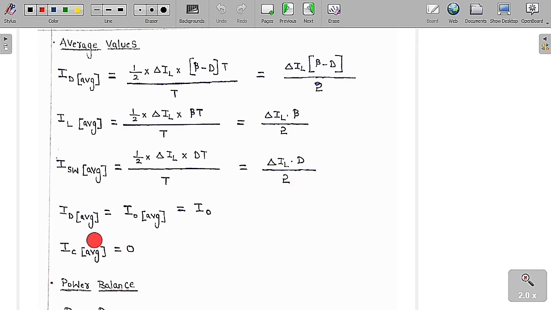Also, the average value of the diode current is equal to the average value of the output current, which is I0, because the average value of the capacitor current is always equal to 0.